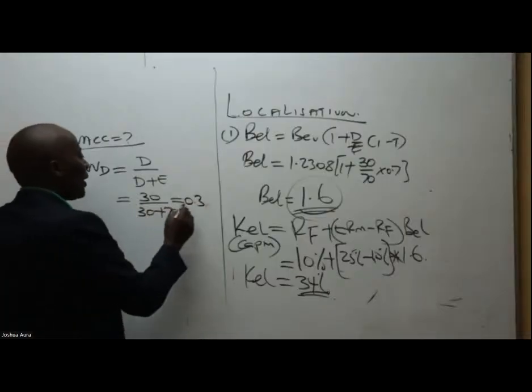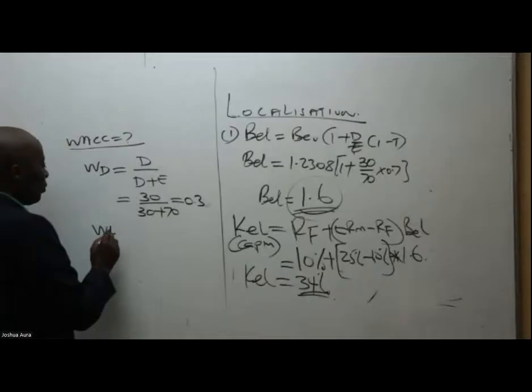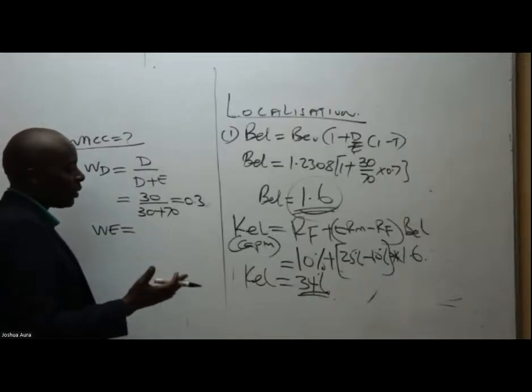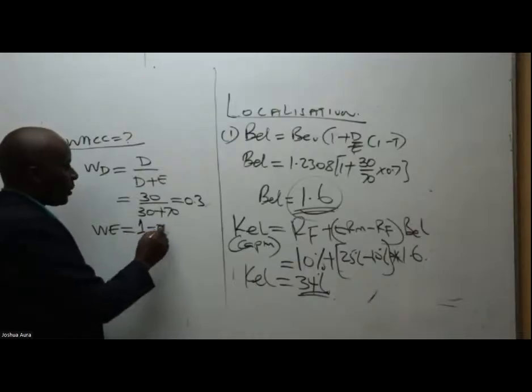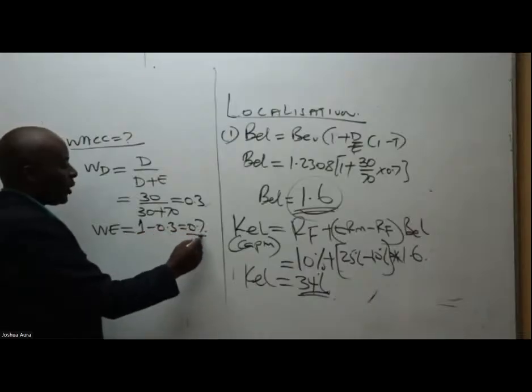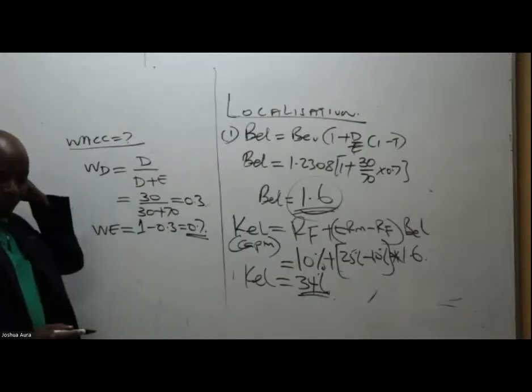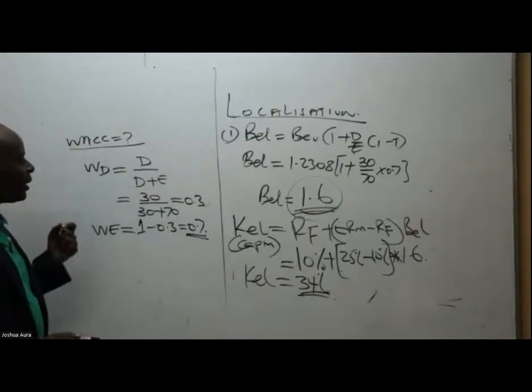And once I get the weight of debt, getting the weight of equity will not be a big deal. The weight of equity will be 1 minus 0.3, which gives me 0.7.